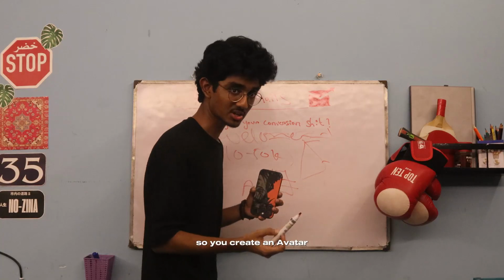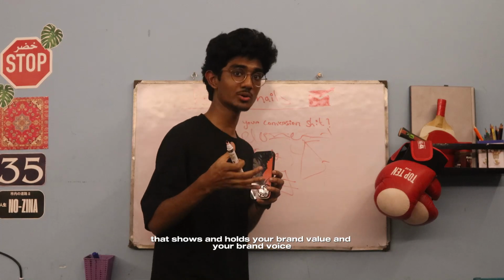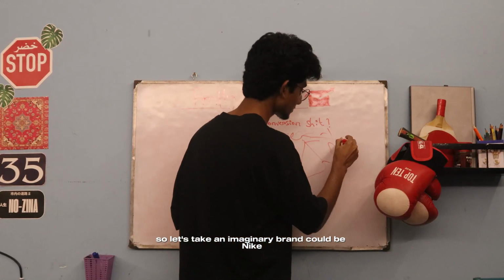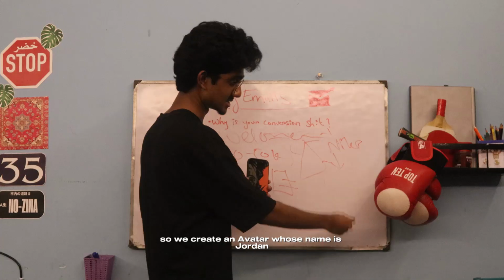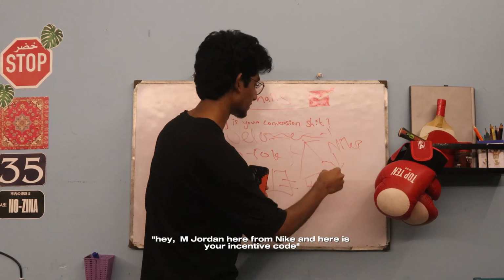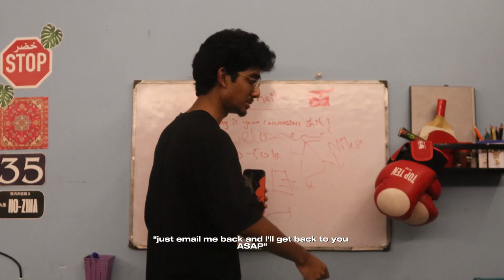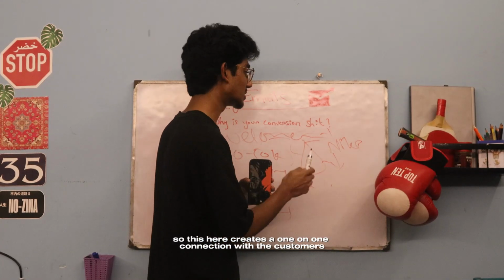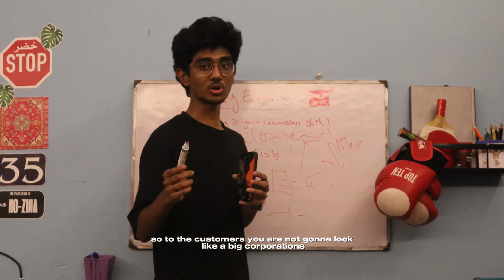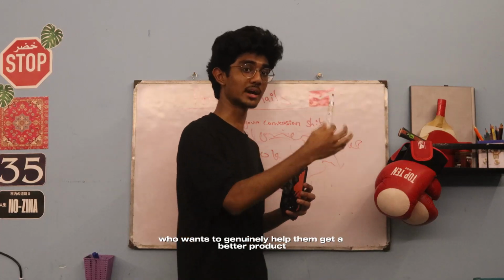So you create an avatar, and the avatar should be incorporated into your brand, that shows and holds your brand value and your brand voice. So let's take an imaginary brand. Could be Nike. So we create an avatar whose name is Jordan. So the first email in the welcome flow would be like, hey, Jordan here from Nike, and here is your incentive code. And if you want something, just email me back and I'll get back to you ASAP. So this creates a one-on-one connection with the customer. To the customers, you are not gonna look like a big corporation, rather you're gonna look like a person who wants to genuinely help them get a better product.